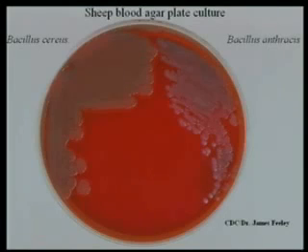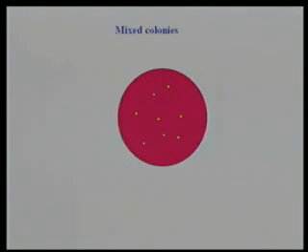So one of the ways you can tell the difference between Bacillus anthracis and Bacillus cereus, for example, is by hemolysis. But that's not the most important thing in this course. I'm just giving it as an example of hemolysis reactions.